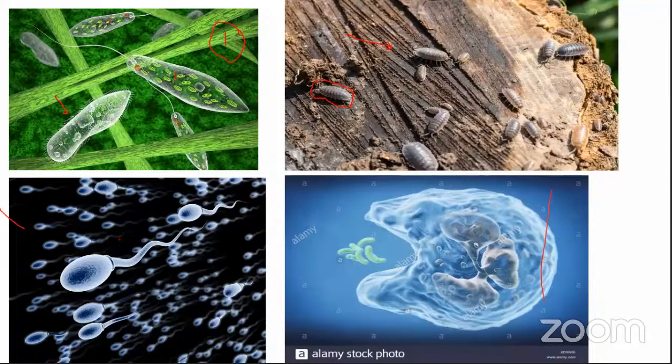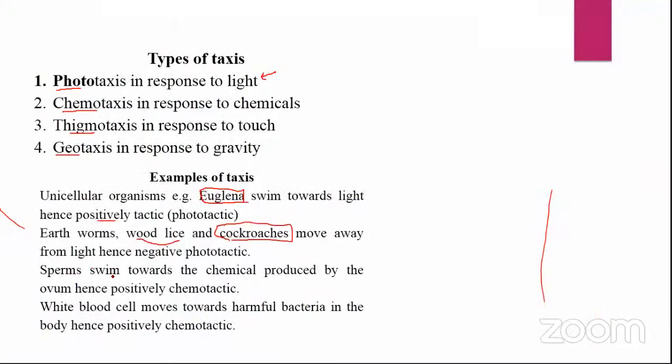And then we also have what we call sperms. Sperms can swim towards the chemical produced by the ovum. Now remember, sperms are normally produced by a male organism. It could be a dog. A dog can produce sperms. It could be a cat. It could be a human. So a male can produce sperms as long as it is fertile.